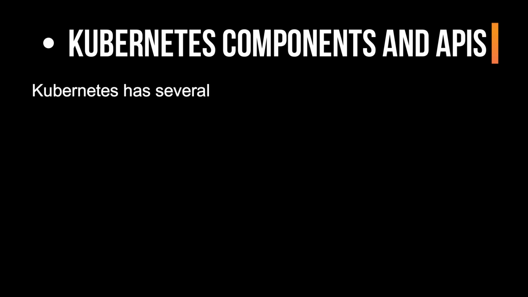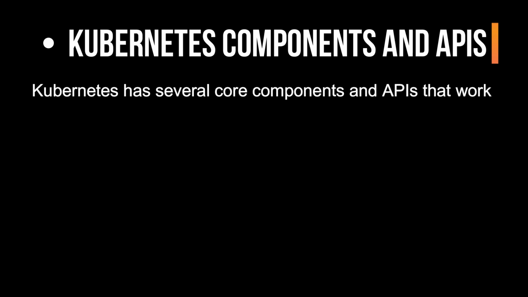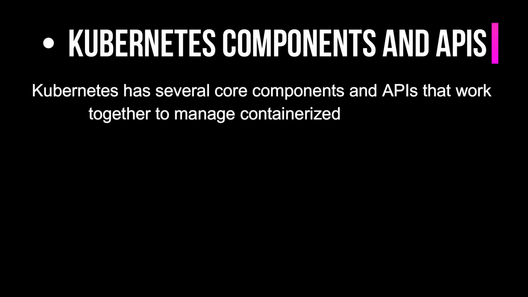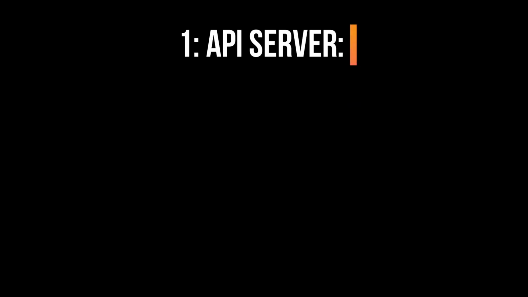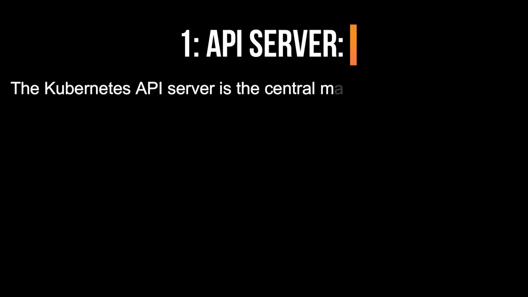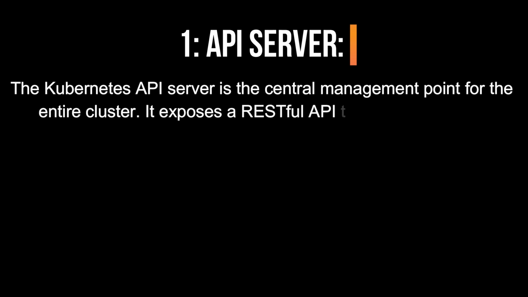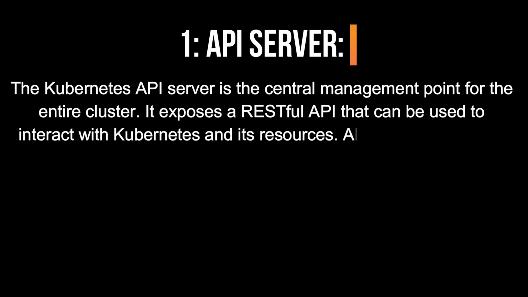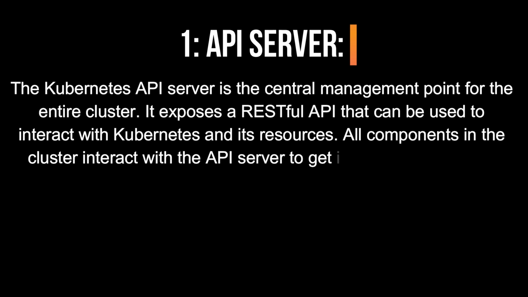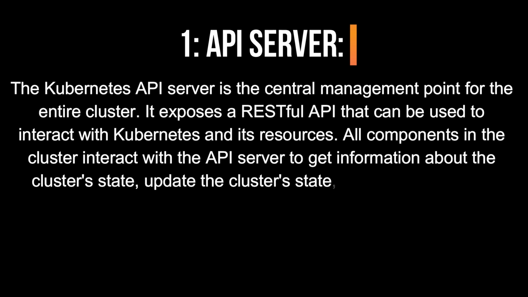Kubernetes components and APIs. Kubernetes has several core components and APIs that work together to manage containerized applications. 1. API server. The Kubernetes API server is the central management point for the entire cluster. It exposes a RESTful API that can be used to interact with Kubernetes and its resources. All components in the cluster interact with the API server to get information about the state of the cluster, update the state of the cluster, and perform various other functions.